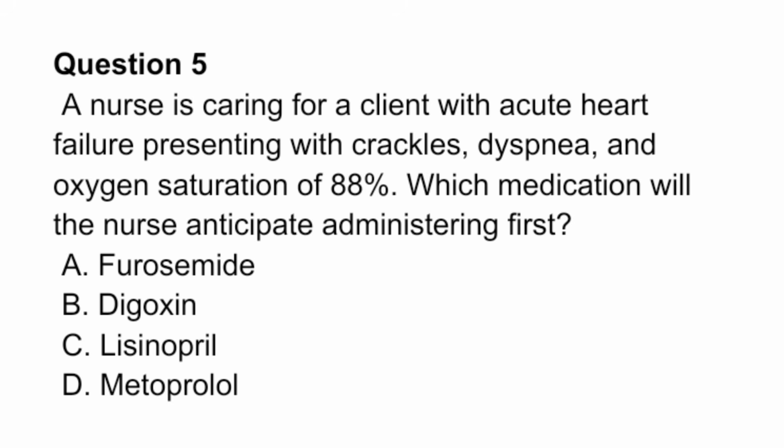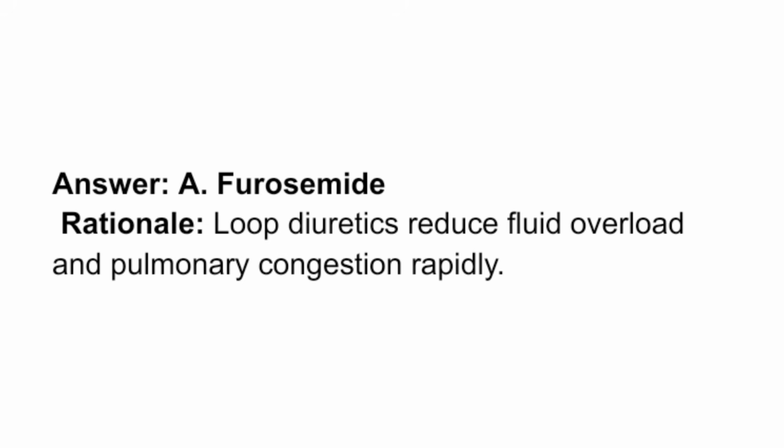Question 5. A nurse is caring for a client with acute heart failure presenting with crackles, dyspnea, and oxygen saturation of 88%. Which medication will the nurse anticipate administering first? A. Furosemide. B. Digoxin. C. Lisinopril. D. Metoprolol. Answer, A. Furosemide. Rationale: loop diuretics reduce fluid overload and pulmonary congestion rapidly.